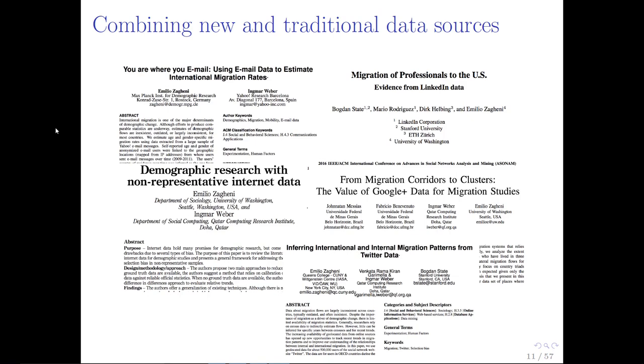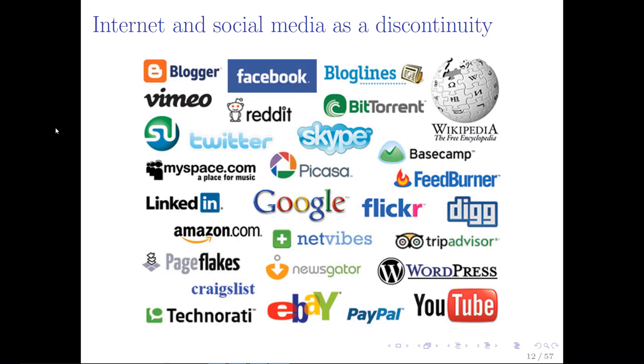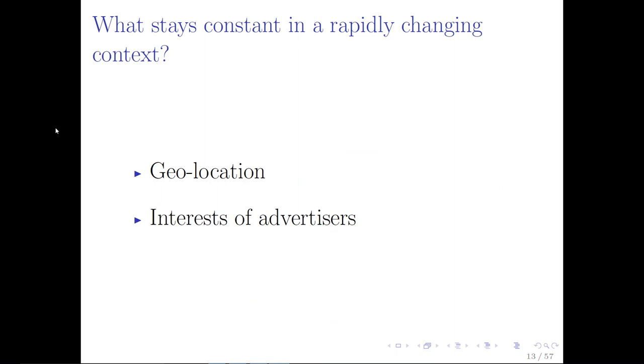Now, we can think of internet and social media as a discontinuity. So suddenly we have all these new types of data that are available and that could be leveraged for migration studies. Some of these data sources may not last in the future, so some of them might be here for another few years and might disappear. Some new sources may come in. And so it's important to ask what will remain constant in this sort of continuously changing context.